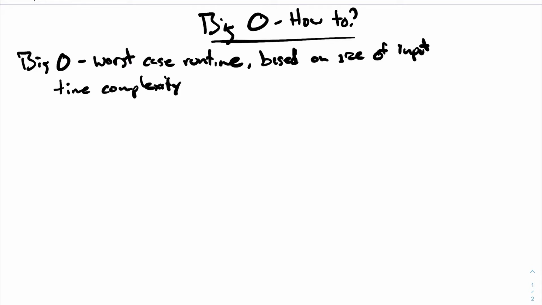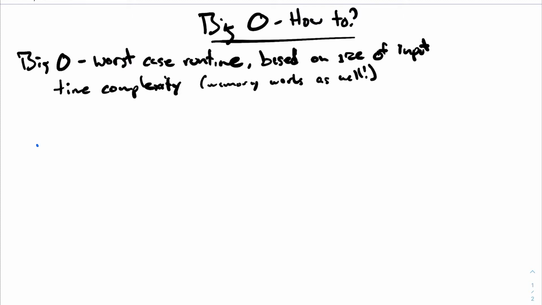And remember that you can also do this for memory complexity, but we're not going to focus on that right now. Okay, excellent. So let's take a look at some functions.